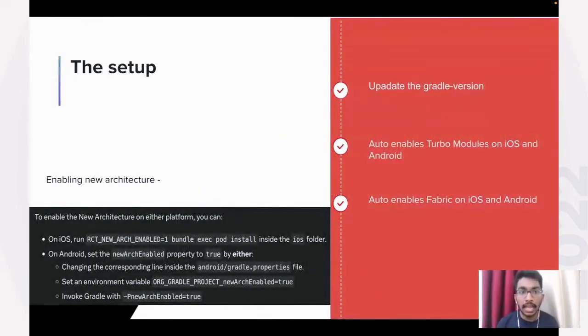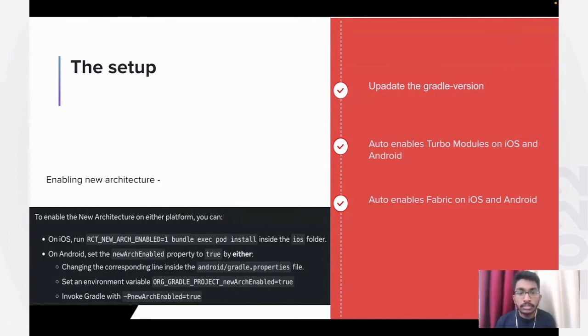So the setup for building any React Native application with this new architecture is very simple. We just have to enable this new architecture. If we are going with the iOS build, inside the iOS folder, we have to run this RCT_NEW_ARCH_ENABLED=1 command. And for Android, it is even simpler. You just have to go to the Android folder, and inside that you will locate the gradle.properties file. At the very bottom, you can see this boolean property which is named newArchEnabled. By default it is set to false. Just toggle it to true so that you can use the advantages of this new architecture, because it auto enables turbo modules on Android and iOS, and it auto enables Fabric on iOS and Android by enabling these boolean flags.